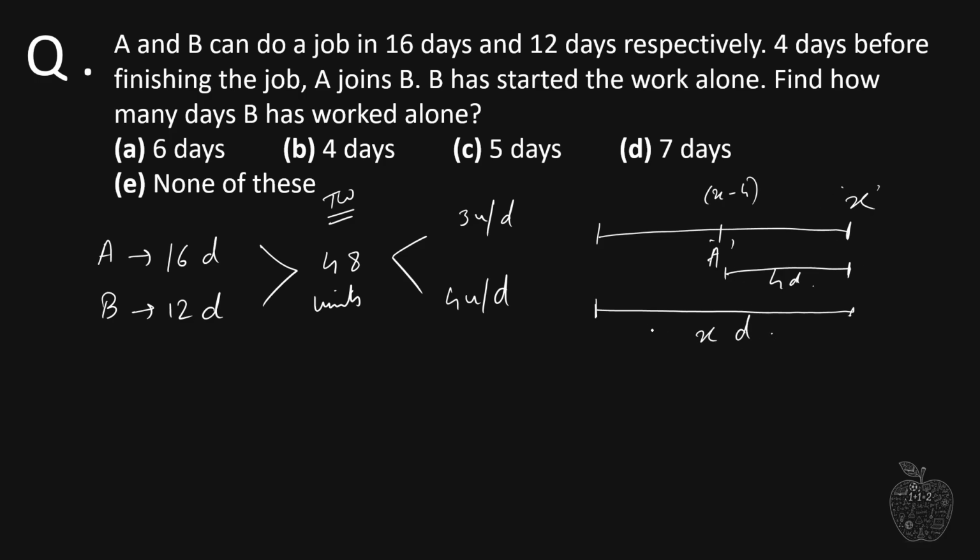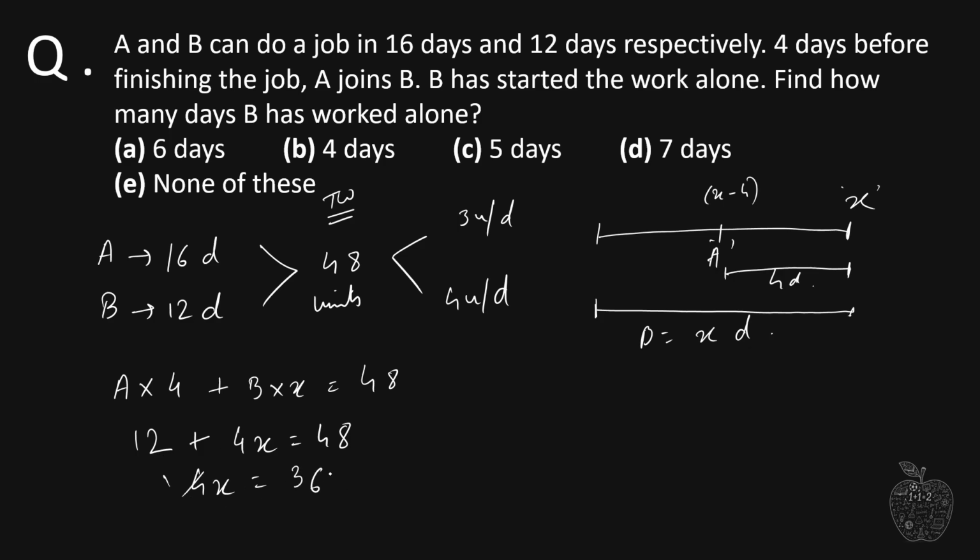Now we know how many days B worked and how many days A worked. So let's substitute that. A worked for 4 days, so A into 4, plus B worked for X days, and they together completed the total work, which is 48. All right, now we know that A does 3 units per day and 3 into 4 is 12 units, and B does 4 units per day. So we get 4x equals 48 minus 12, which is 36. So 4 nines are 36, and we get the value of x, which is 9.